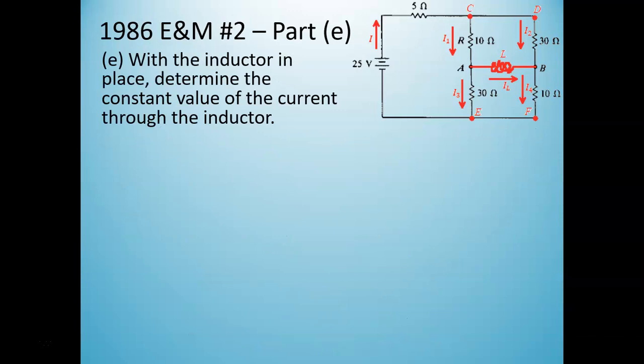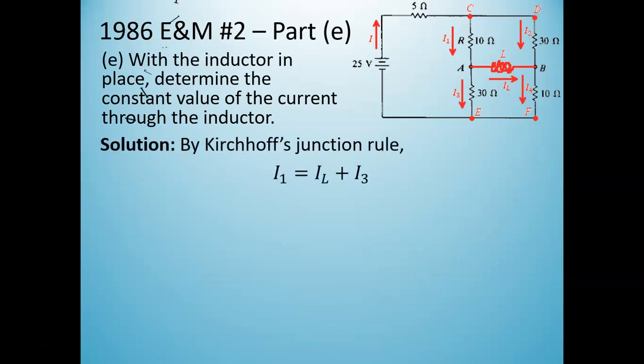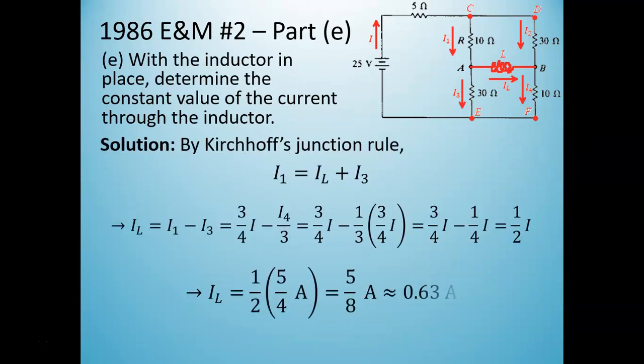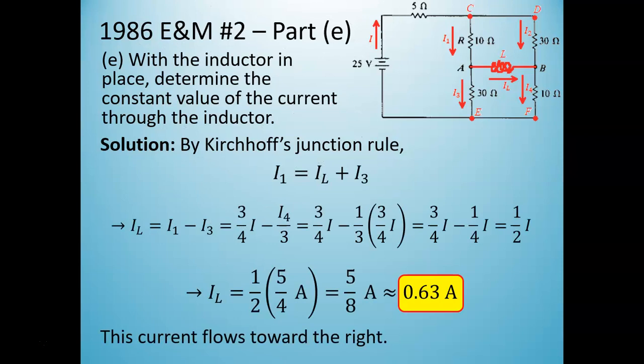Now, part E, they gave simply 1 point for the final correct answer, being 0.63 amps. Amusingly, the official solution actually has it as 0.624 amps, but I'm guessing that that's a typo. Remember, these solutions were made in 1986.